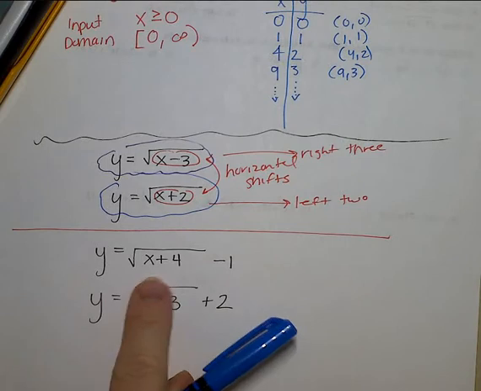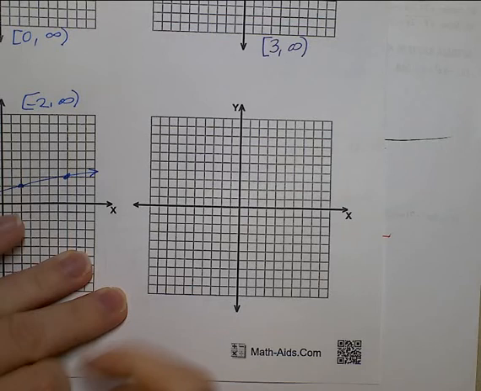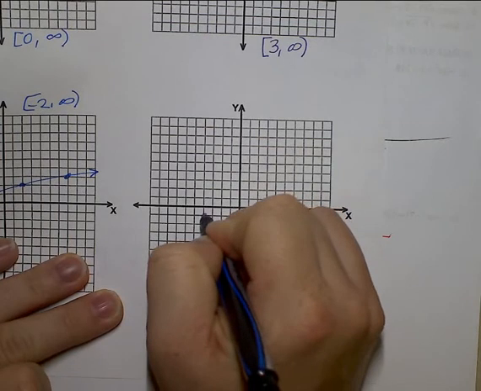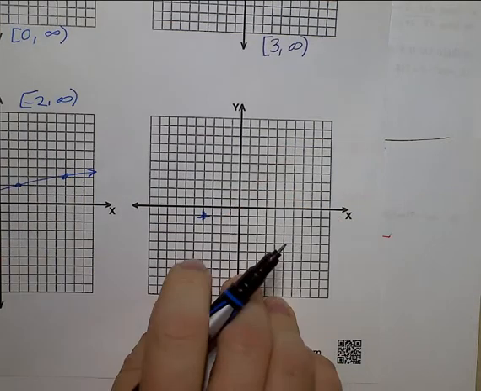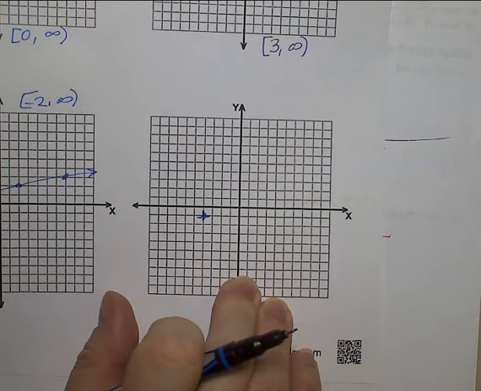So I'm going to go to the left 4 and down 1. Left 4, down 1. And I consider this like my new origin. New origin is really the word I want you to think of. Okay, and what is the pattern? Turn to your partner. I'll say the first. You're going to say the next 3.